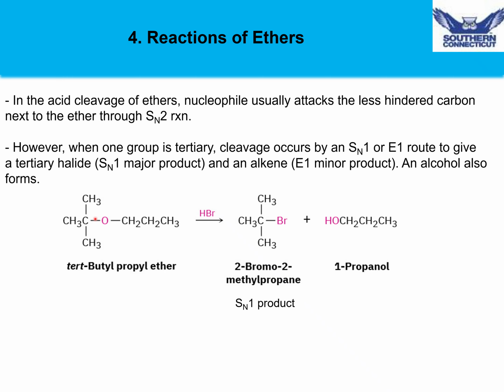this bond here between the carbon and oxygen, the electrons on it move towards the oxygen. That leaves behind a carbocation, which gets attacked by the bromine to form the more substituted product here through an SN1 reaction. The byproduct will be this alcohol here, which contains the oxygen plus the hydrogen that came from the acid, and then the propyl group.